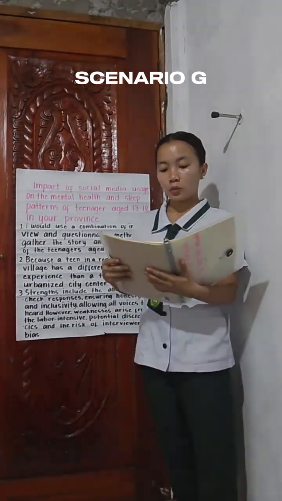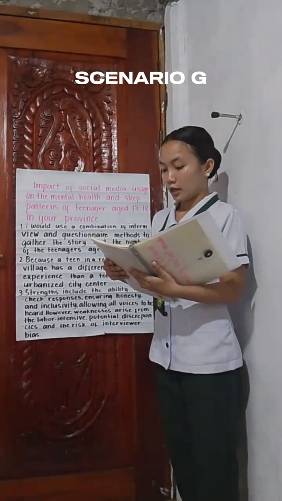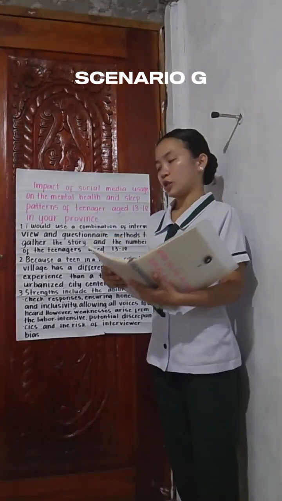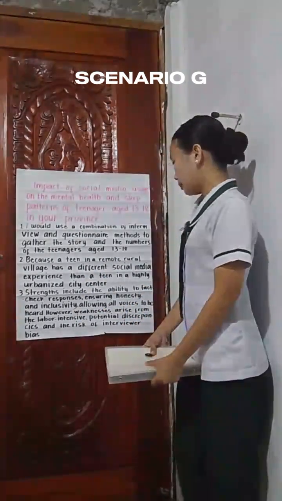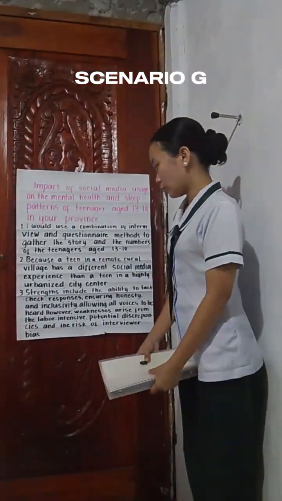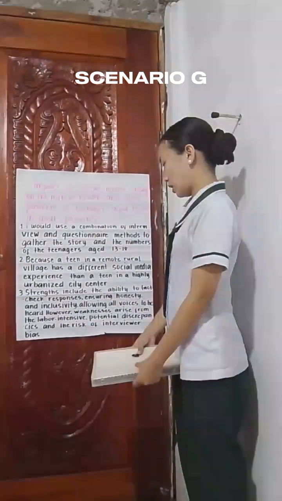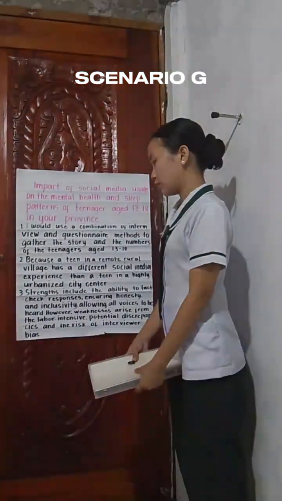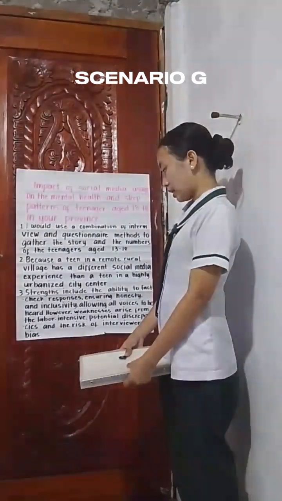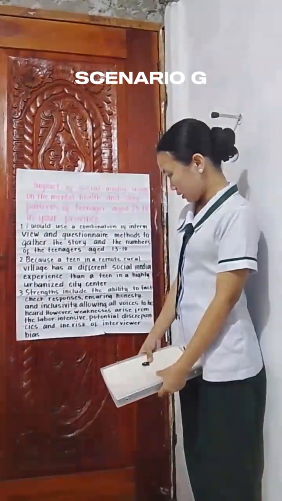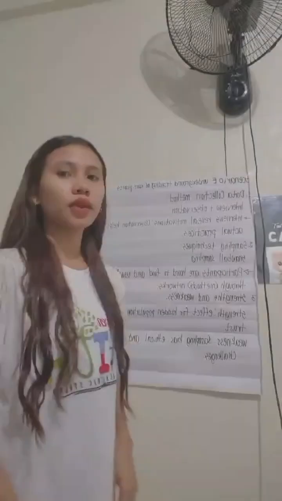And last question, what are the strengths and possible weaknesses of your chosen combination? Strengths include the ability to fact-check responses, ensuring honesty and inclusivity, allowing all voices to be heard. However, weaknesses arise from the labor-intensive process, potential discrepancies, and the risk of interviewer bias.